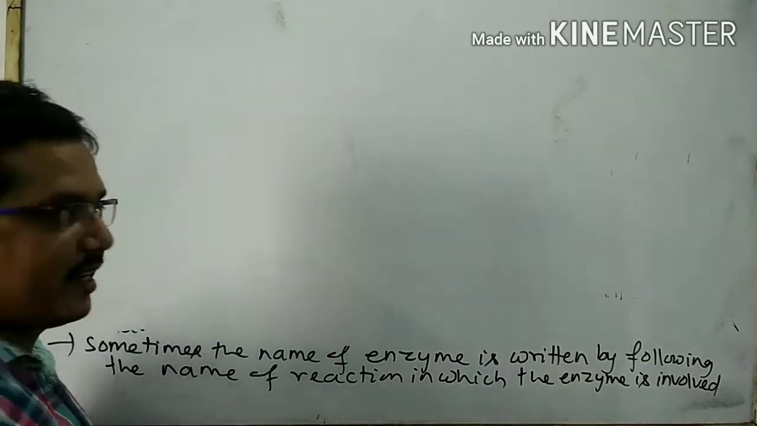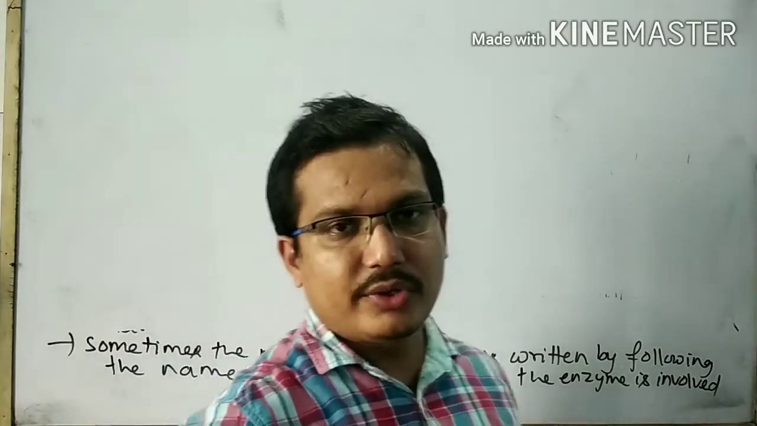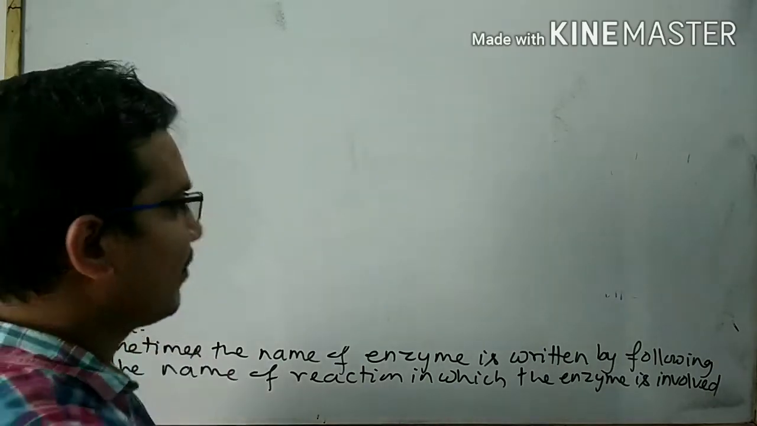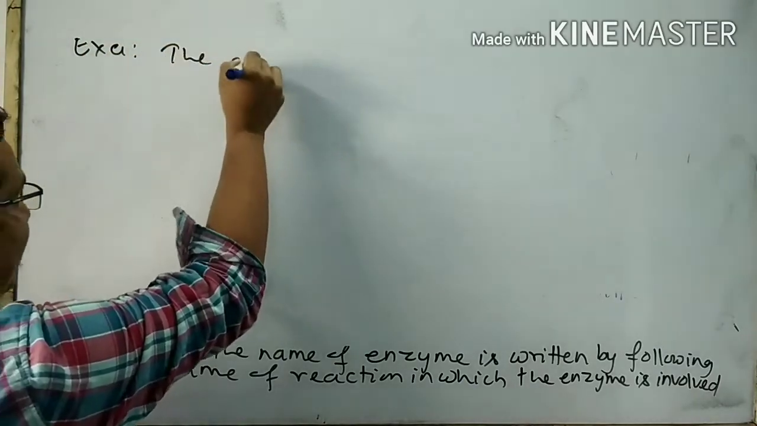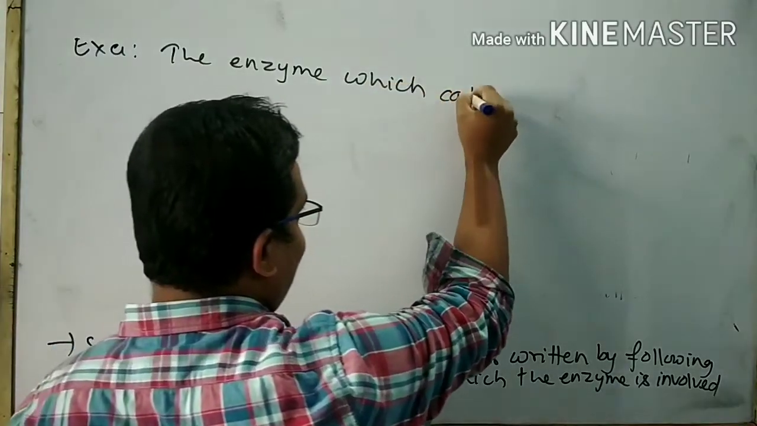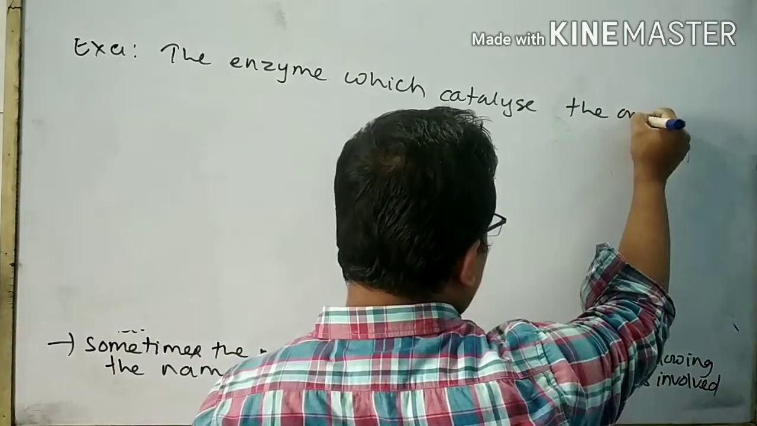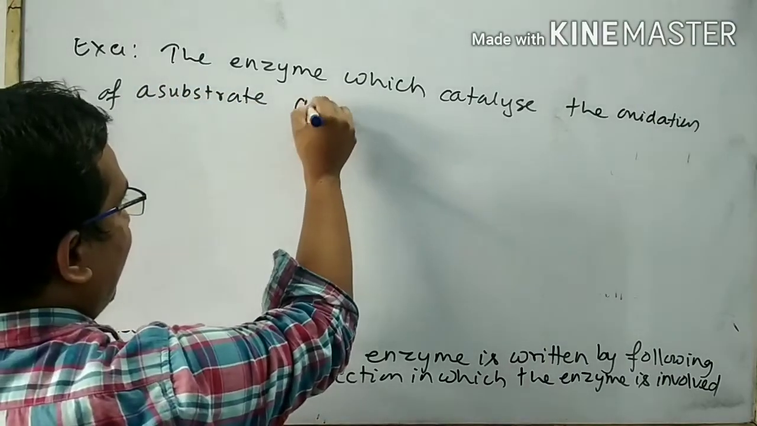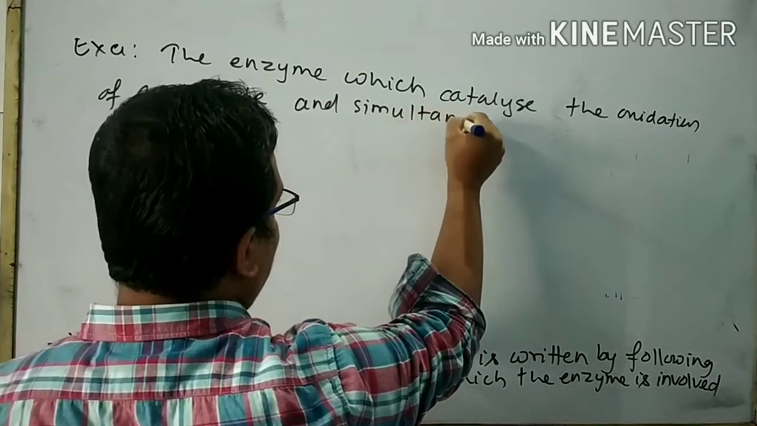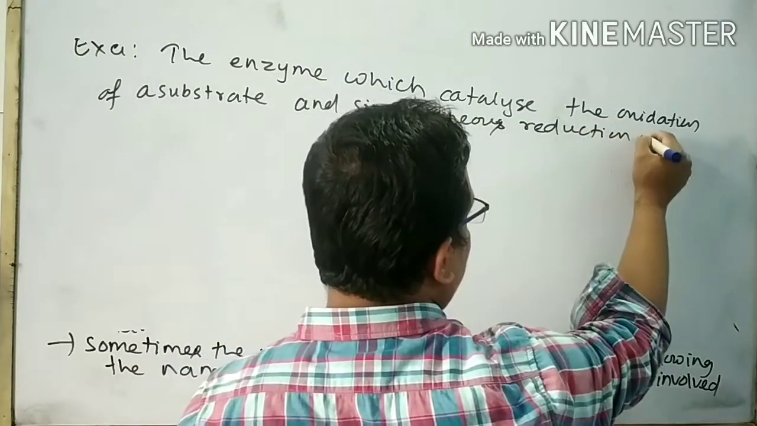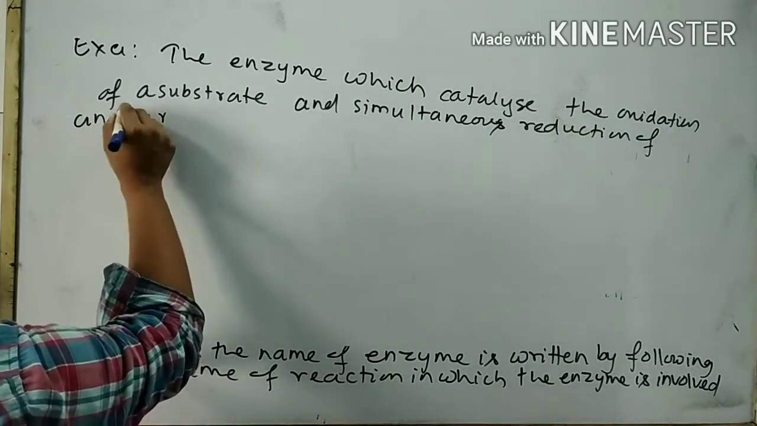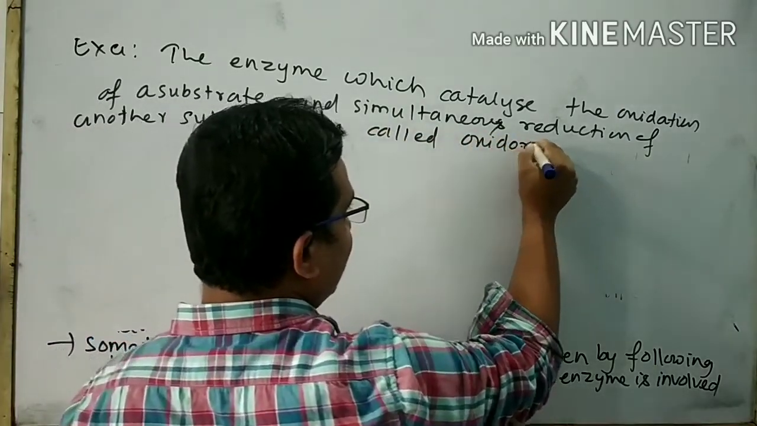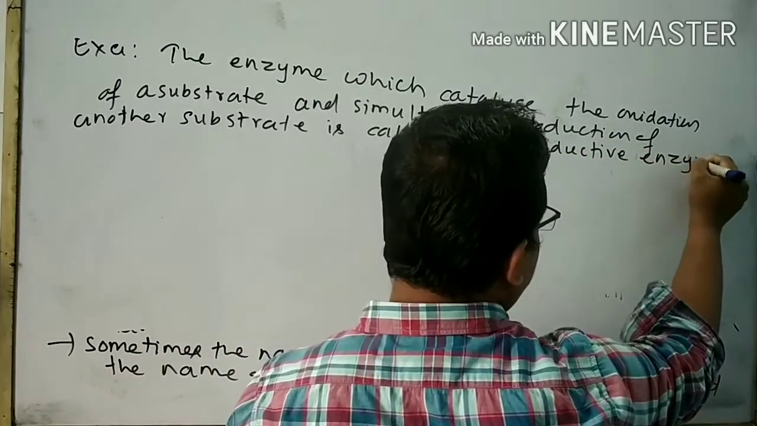Now I will explain this point by taking an example. Suppose an enzyme catalyzes a reaction which belongs to both oxidation and reduction. Then in that case, the name of the enzyme is oxidoreductase. That means the enzyme which catalyzes the oxidation of a substrate and simultaneous reduction of another substrate is called an oxidoreductase enzyme.